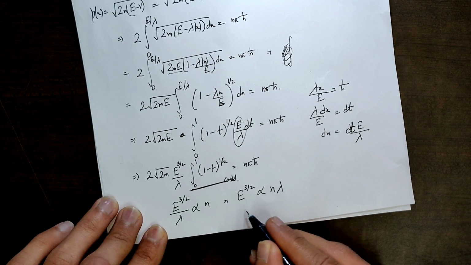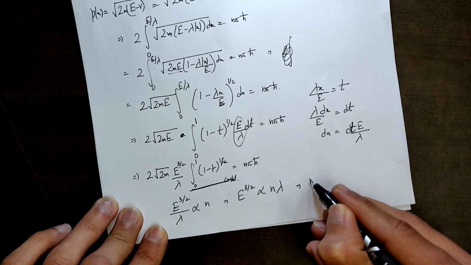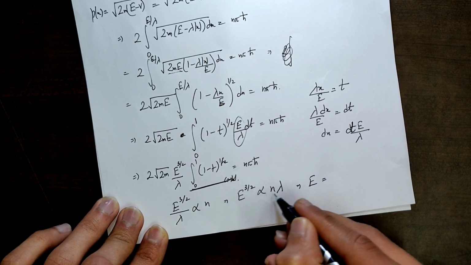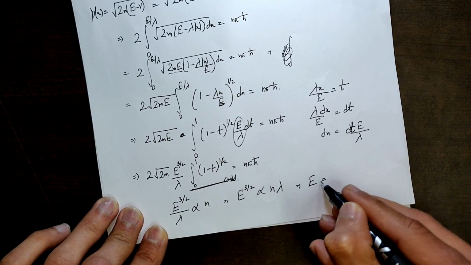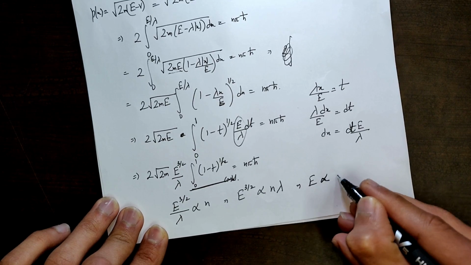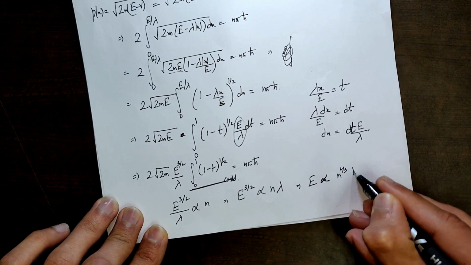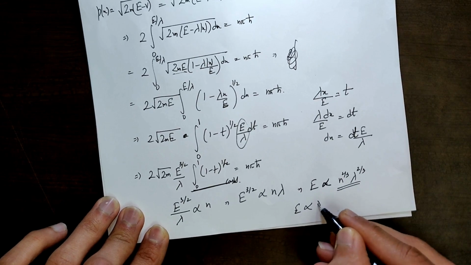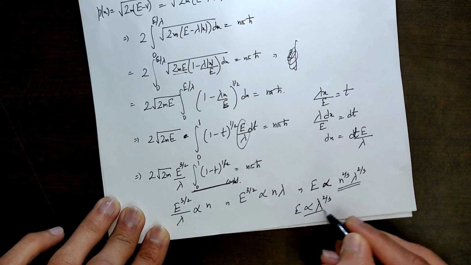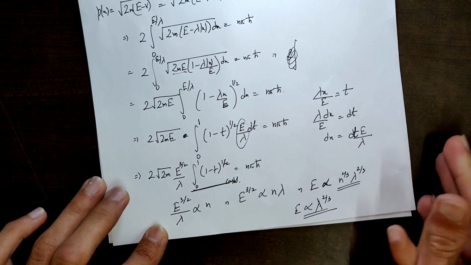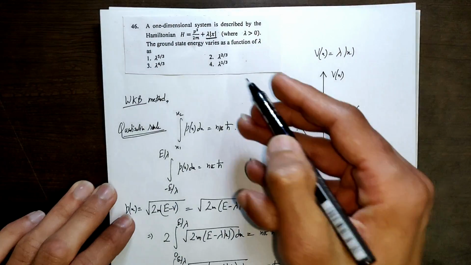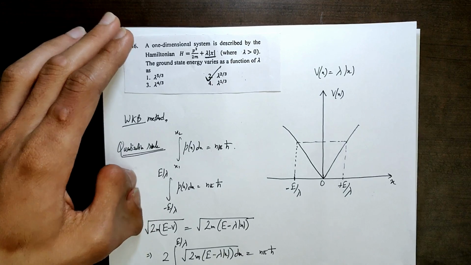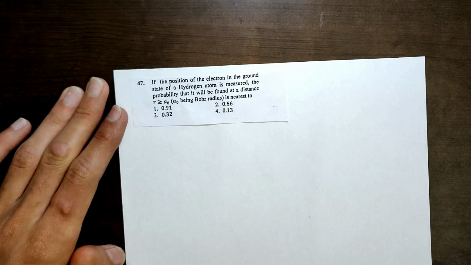So raising both sides to the power 2 by 3, E would be proportional to n raised to power 2 by 3 and lambda raised to power 2 by 3. Hence E is proportional to lambda raised to power 2 by 3. Hence the correct option is the second, lambda raised to power 2 by 3. So let's go to the next question.